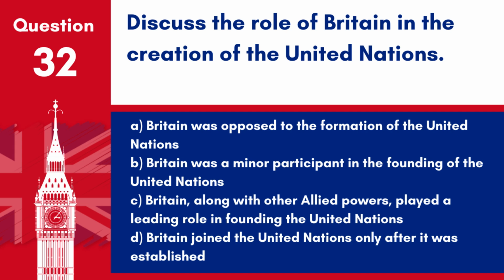Britain, along with other Allied powers, played a leading role in founding the United Nations. D. Britain joined the United Nations only after it was established. Answer: C. Britain, along with other Allied powers, played a leading role in founding the United Nations. The UK was one of the original members of the United Nations and one of the 5 permanent members of the UN Security Council, playing a significant role in its creation in 1945.